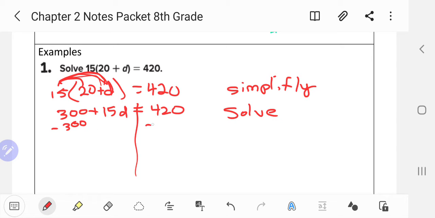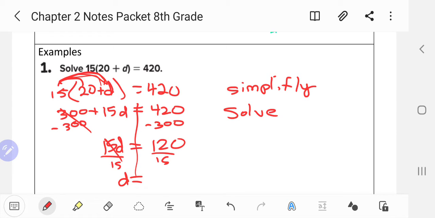We can always get rid of terms with subtraction or addition. Now we have 15d. We're going to subtract and get 120. And we have a coefficient of d that's multiplied by the d. So because we're solving, we're using inverse operations. We're going to divide by 15, divide by 15.